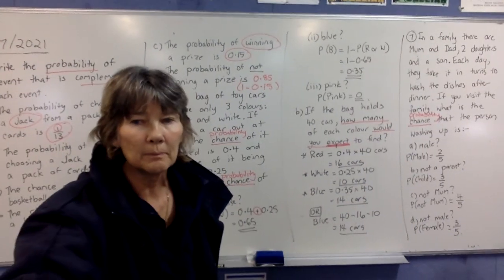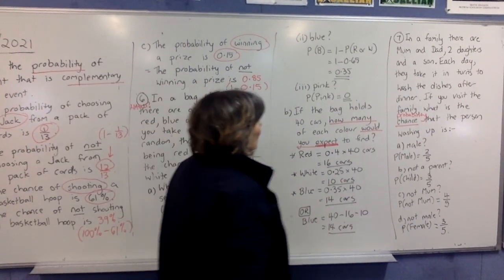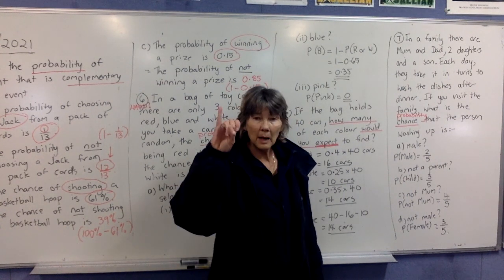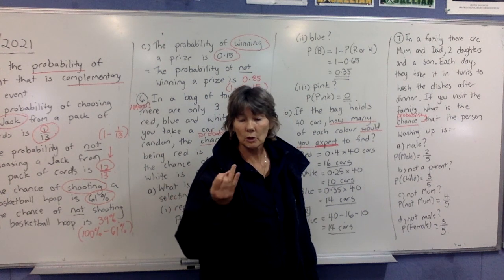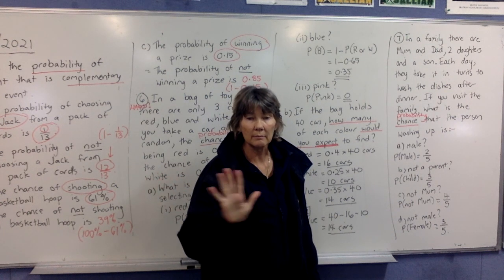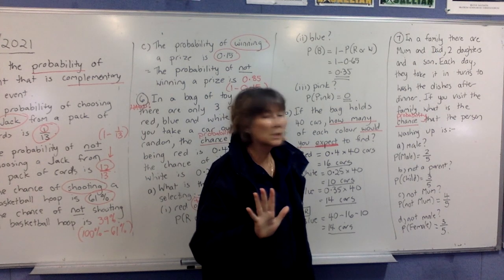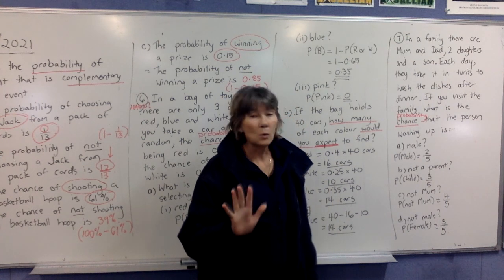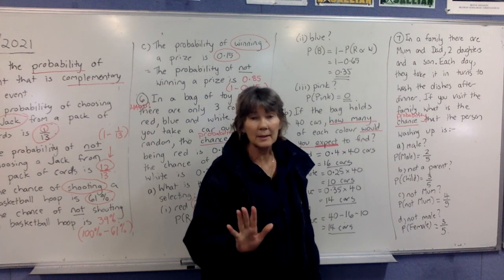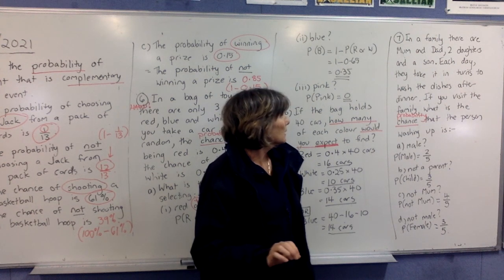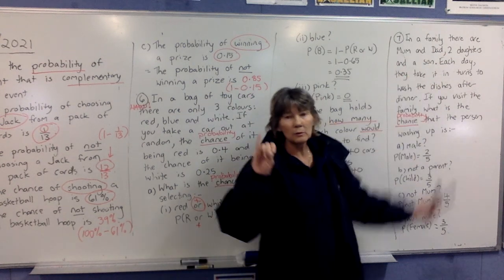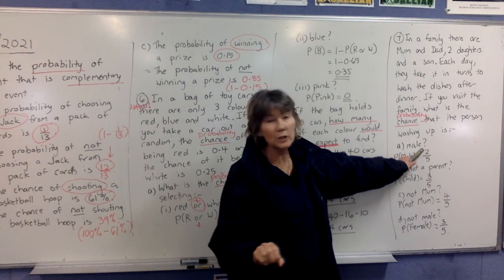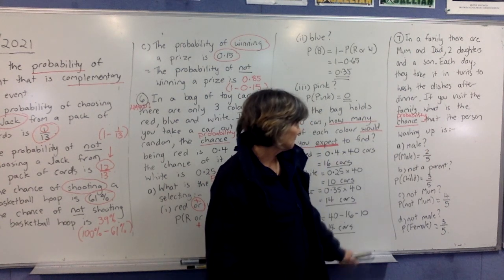Okay, one more question. So this one here, in a family, there are mum and dad, 2 daughters and a son. So we've got mum, dad, 2 daughters and a son. 5 people. Each day, they take it in turns to wash the dishes after dinner. If you visit the family, what is the chance that the person washing up is male? Well, let's see how many males we've got. Dad is a male, and we have a son. So there's 2 males in the family. So the chance of having a male washing up will be 2 out of the 5 people in the family.